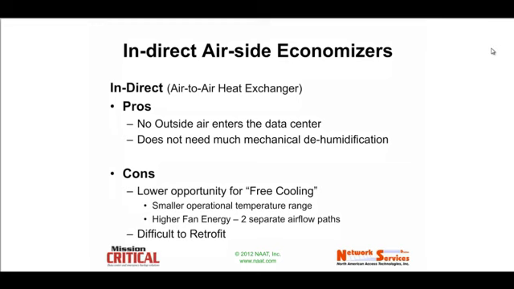The other penalty to it, besides a slightly narrower temperature range, is that we now have to have higher fan energy. We have basically twice as many fans. The fans that are normally circulating the air within the data center, plus we have to drive air through the air-to-air heat exchanger, which gives us additional fan energy compared to a direct airside economizer. Of course, this still is the elimination of chiller time, but we do not have as much energy gain as we do from the direct system.